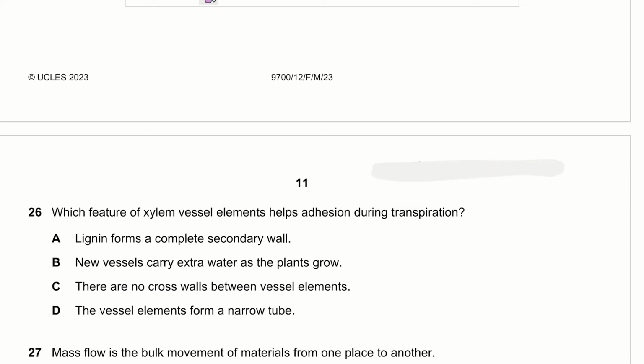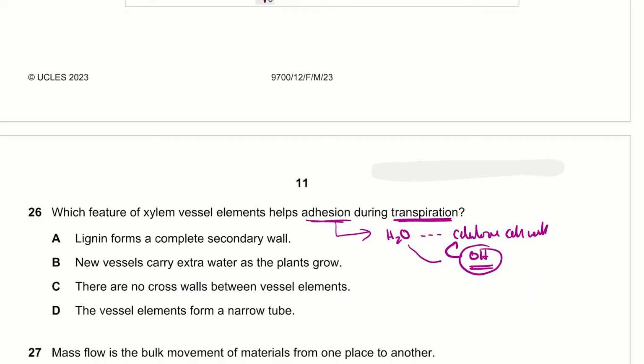Number 26. Which feature of xylem vessel elements helps adhesion during transpiration? So the process of adhesion is when water molecules adhere or form hydrogen bonds with the cellulose cell wall. Why? Due to the OH groups in the cellulose, allowing hydrogen bond formation. Now let's see the suggestions that we have here. A, lignin forms a complete secondary cell wall. So this is incorrect. It's not lignin that forms it, it's mainly cellulose and hemicellulose.